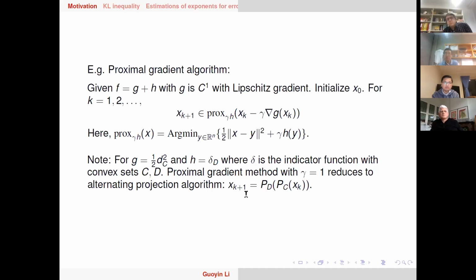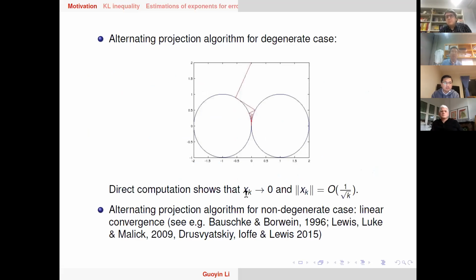Then we can use the alternating projection algorithm to demonstrate some interesting behavior of the proximal gradient algorithm. Let's look at some of it. For example, these are very typical: if we apply the alternating projection algorithm to some degenerate cases, by degenerate case I mean you have two closed convex sets and their intersection doesn't have an interior. This is the typical situation. I have two disks here, one centered at (-1, 0), the other centered at (1, 0). Both have radius 1, so they just kiss each other, with the intersection point at the origin. So the intersection doesn't have an interior point in this case. It's a degenerate case.